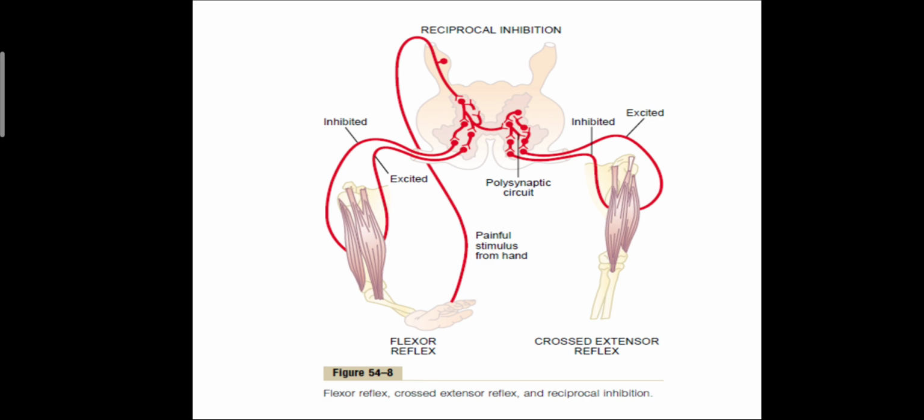So this is the figure of the withdrawal reflex. Here you can see the flexor reflex and the cross extensor reflex. When you apply a painful stimulus at the hand, the biceps muscle is contracted and the opposing muscle relaxes, which is reciprocal inhibition. The polysynaptic circuit is there, and the cross extensor reflex occurs.